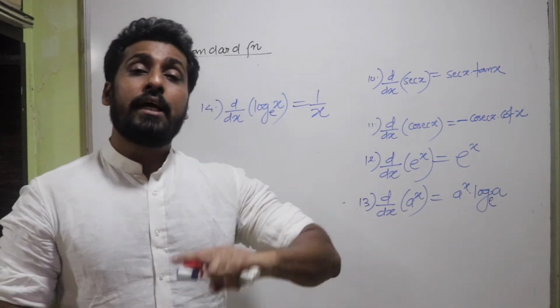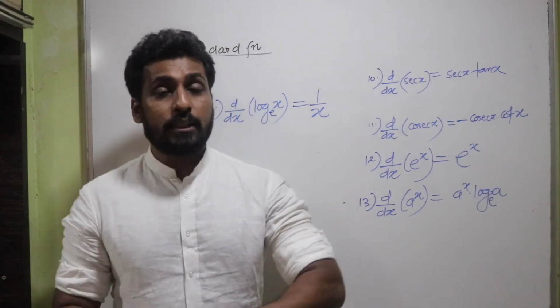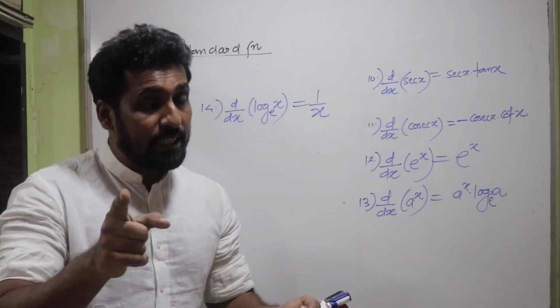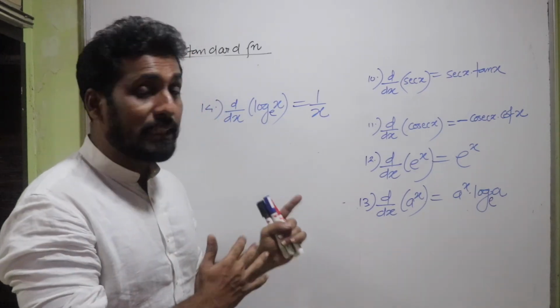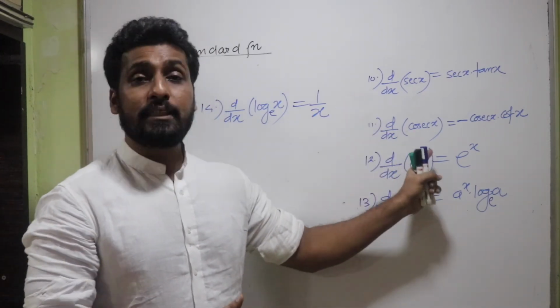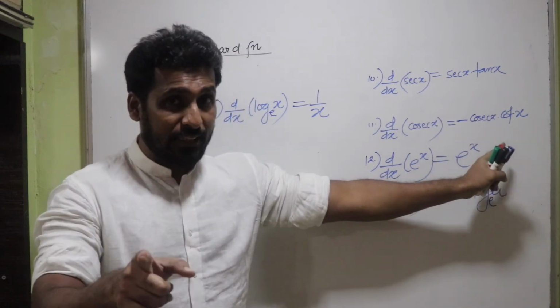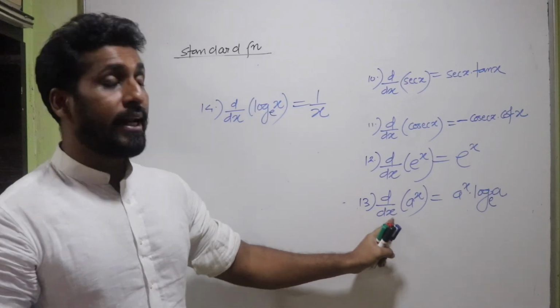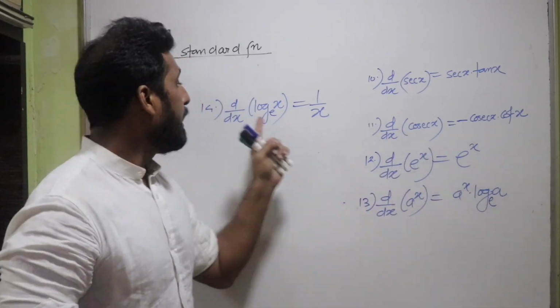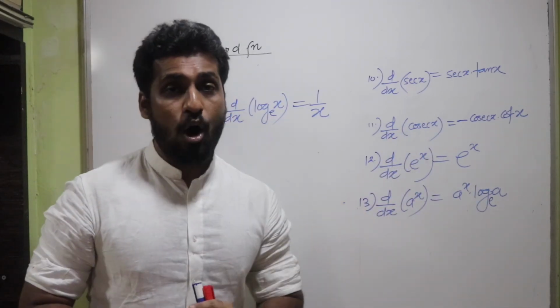Derivative of tan x is sec square x. Cot x: it is minus cosec square x, again c has come, so minus cosec square x. Derivative of sec x was sec x tan x. Derivative of cosec x is minus cosec x cot x, again a c has come. Derivative of e raised to x is e raised to x. Derivative of a raised to x is a raised to x log a. Derivative of log x is 1 upon x.